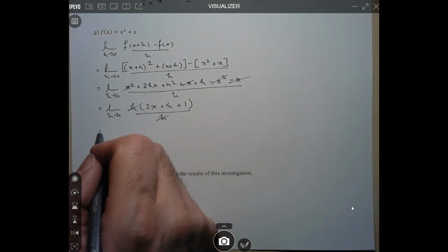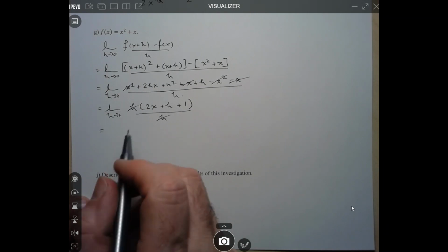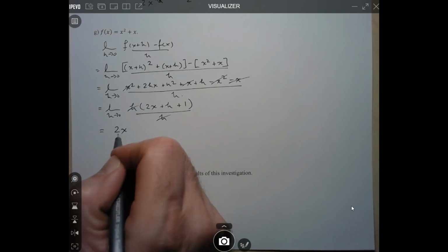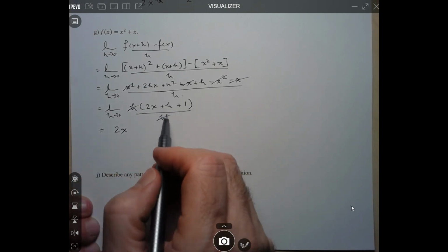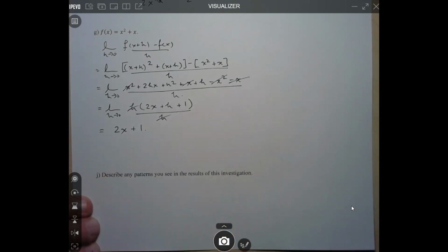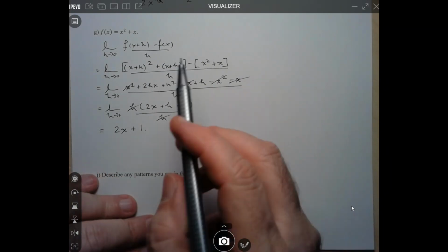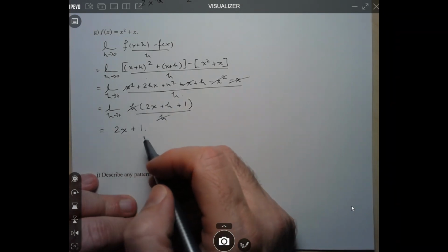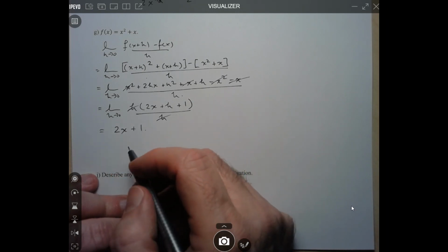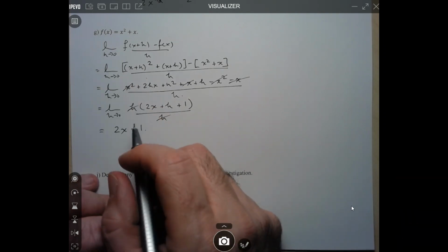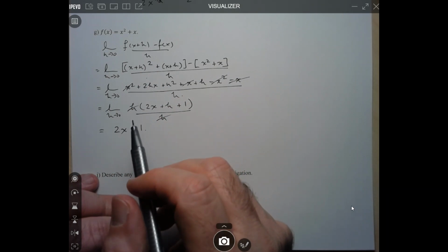And now I'm able to take the limit. So 2x is not affected by h approaching 0, so it stays the same. This approaches 0, so it's disappearing. And 1 is a constant. It's unaffected by h approaching 0. And so now we see, as before, we're able to determine a function. And what does this new function give us? It gives us the rate of change of f for any x value I want without having to do this every single time.